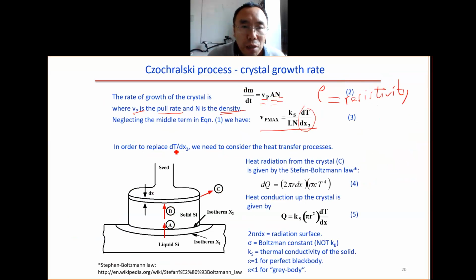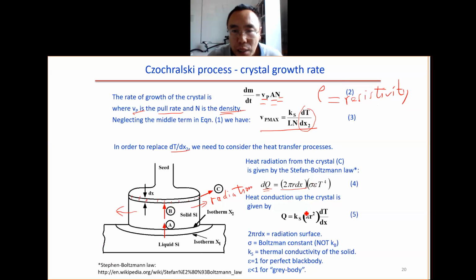In order to find out the temperature gradient, we need to know how much heat gets dissipated out. This is done by radiation. The heat loss is mainly done by radiation, so we have the Stefan-Boltzmann law. The heat is proportional to the surface area. We talk about the area of this belt, 2 pi r dx. This is dx, and this is the surface area.